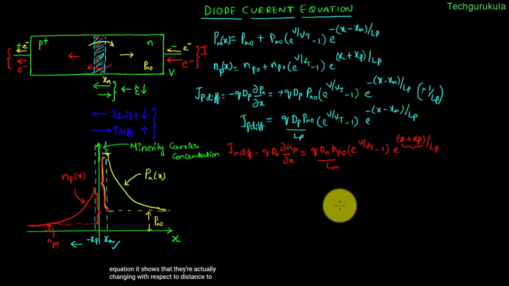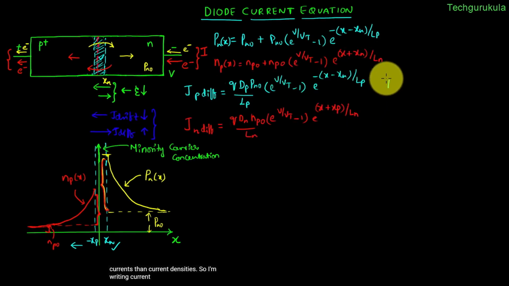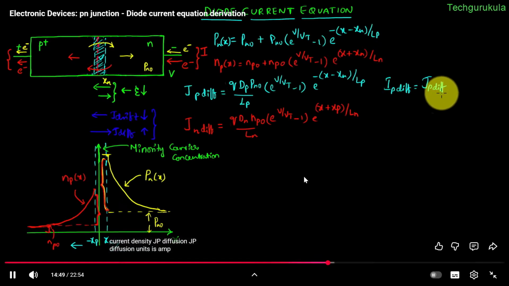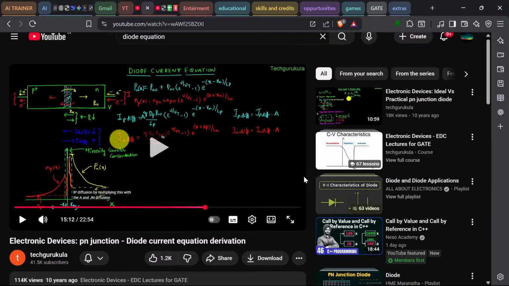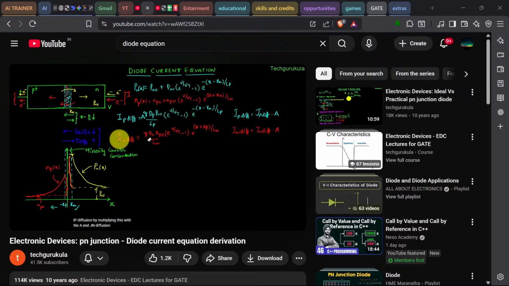To make space, let me remove the unwanted stuff here and just keep the needed ones. It will be convenient to talk about currents than current densities. So I'm writing current Ip diffusion in terms of current density, Jp diffusion. Jp diffusion units is amperes per unit area, so Ip diffusion is Jp diffusion times A, and Jn diffusion into A gives In diffusion by multiplying this with A.